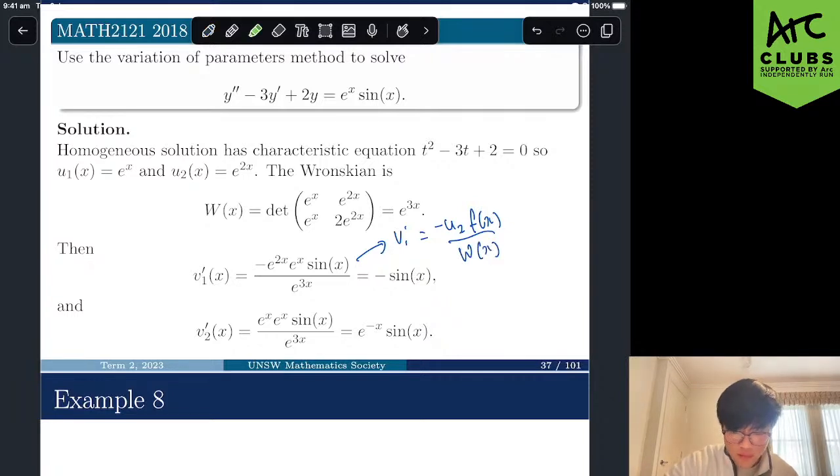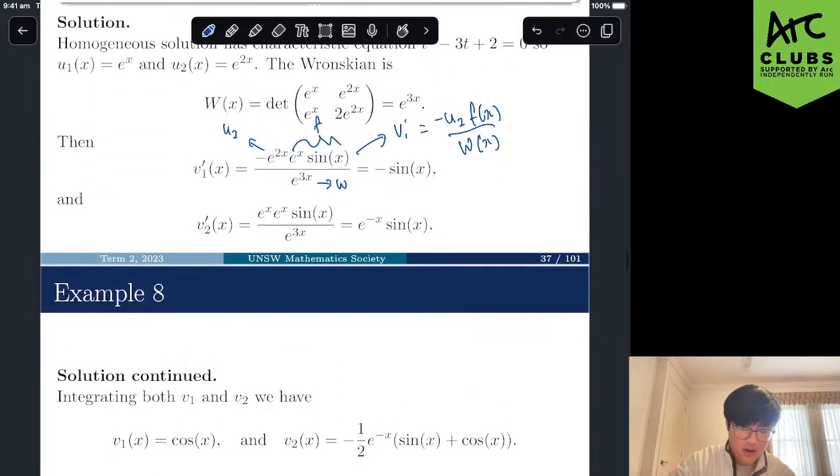So we have this be the Wronskian, e to the 2x would be U2, and this here is just f. And clearly V1 dash is just minus sine, and V2 dash, once again straight from the formula, is equal to e to the minus x sine x. Alright, so if we integrate both sides, we can find V1 and V2. And then that's steps 1 and 2 of what we said earlier.